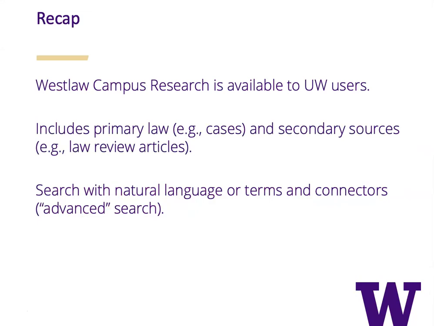This has been a quick introduction to using Westlaw campus research to find secondary sources. Westlaw Campus Research is available to UW users, faculty, staff, and students. It includes primary law, such as cases, and secondary sources, such as law review articles. You can search with natural language or with terms and connectors, which they call advanced search.